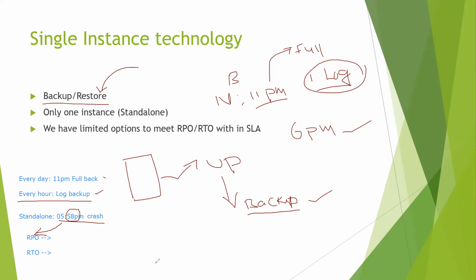Then where will I categorize the RTO? RTO will be taking the full backup and then the transactional backups. Restore the last full backup of 11 p.m., then restore the transactional backups from 12 a.m. to 5 p.m. Correct, exactly. So we have 58 minutes as the recovery point, the data loss, and then the recovery time.